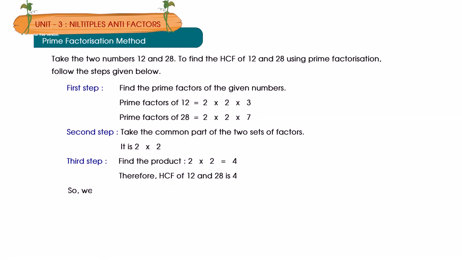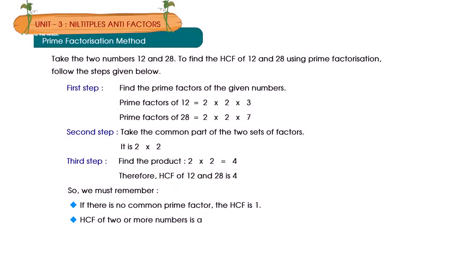So we must remember, if there is no common prime factor, the highest common factor is 1. Highest common factor of two or more numbers is always smaller than or equal to the smallest of the numbers.